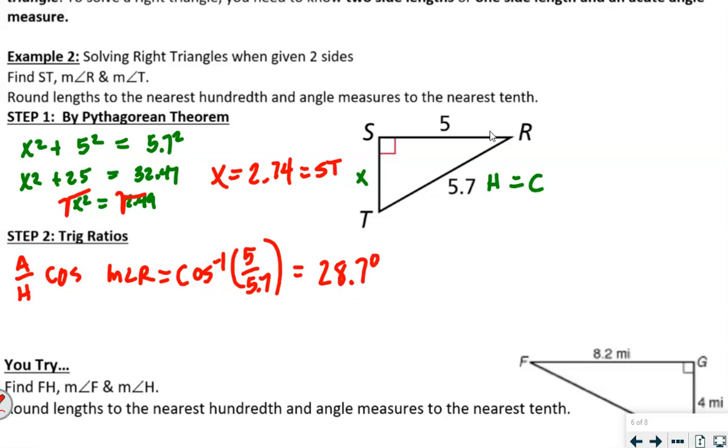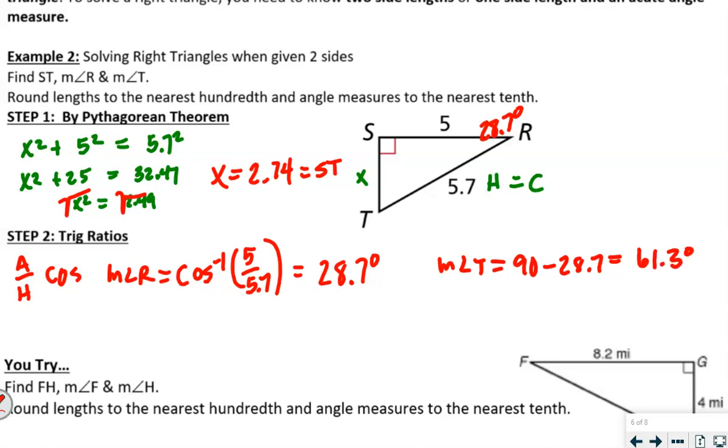So now, if this angle up here is 28.7 degrees, then we can subtract that from 90. To get the measure of angle T, we could go 90 minus 28.7, and that equals 61.3.